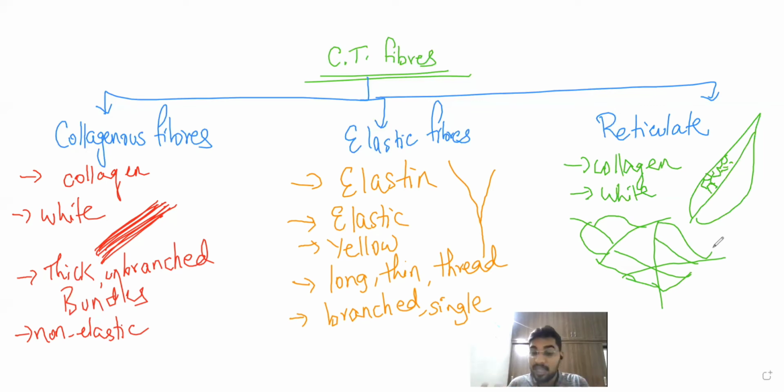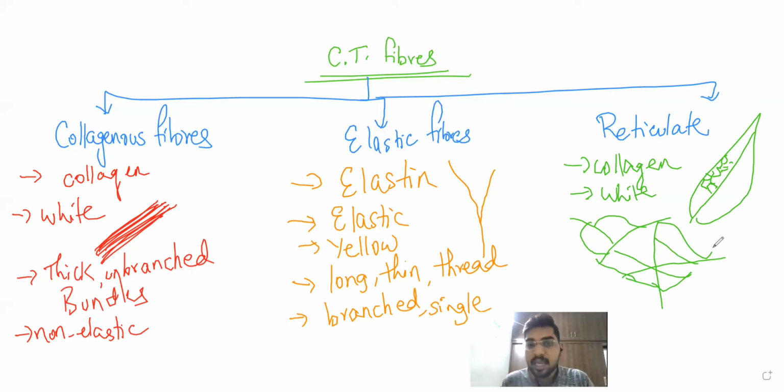So these are thin, branched, network-like or mesh-like collagenous fibers. They are made up of collagen, they appear white in color, and they also help in connecting the adjacent tissues. They are network-like, densely packed, or mesh-like, hence they are called reticulate fibers. Now, a quick recap of all the concepts that we have studied.